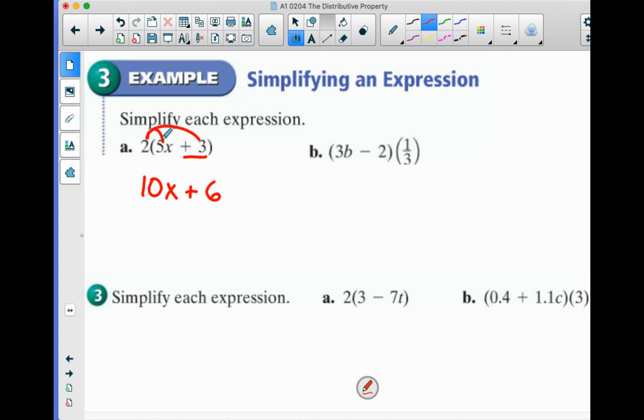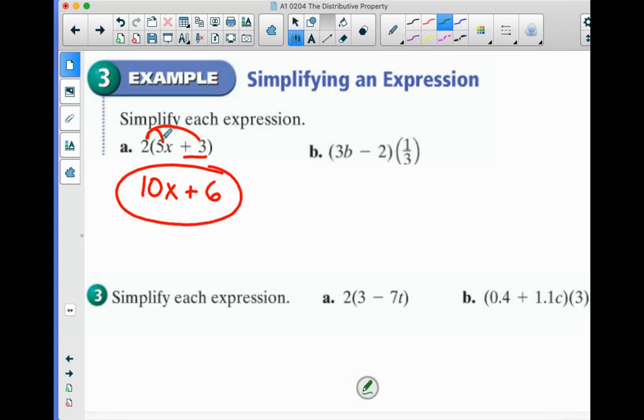Now we can't combine 10x with the 6. That's like saying 10 monkeys plus 6 calculators. They're totally different things. So these are unlike terms that we won't be able to combine anymore. So this will actually be our final answer.